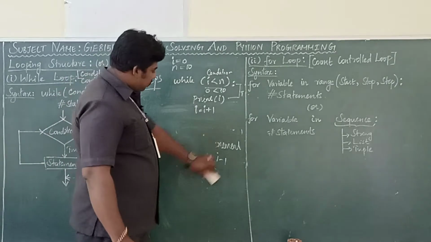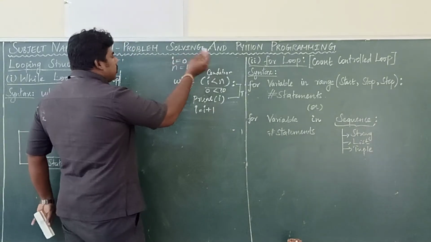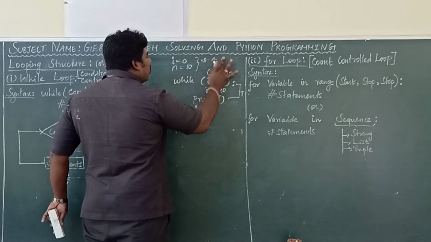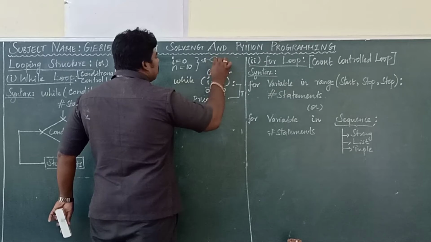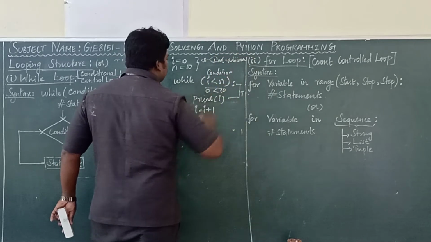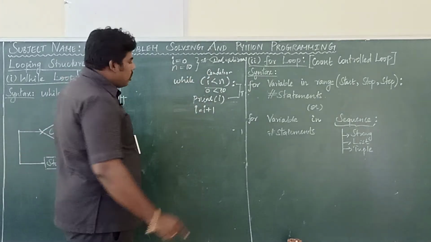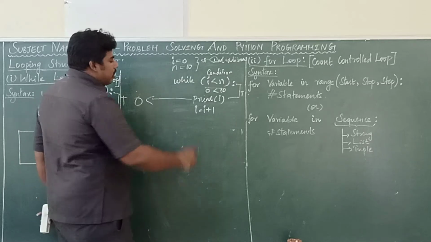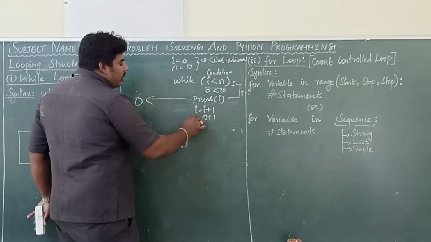Now see this. At first, i equal to 0. These two are the initialization of the conditional variable. Initialization, this is the first step. The second step is the condition, 0 less than 10. You are checking a condition. Now print 0. Then what do you have? 0 plus 1.